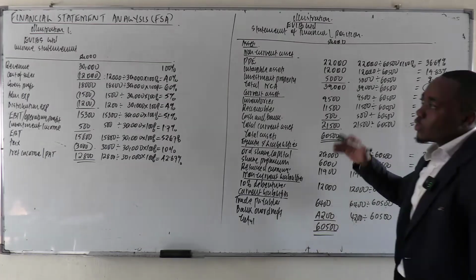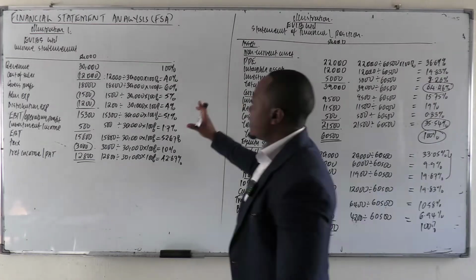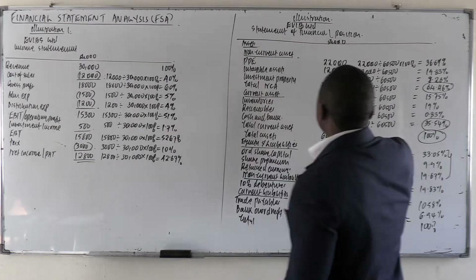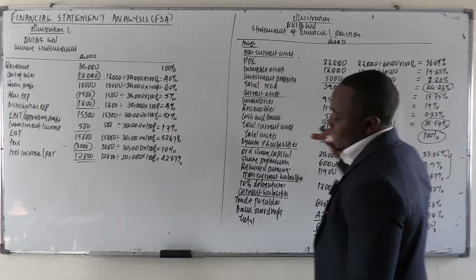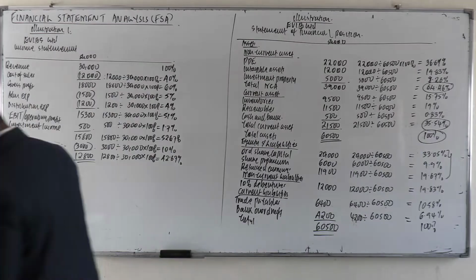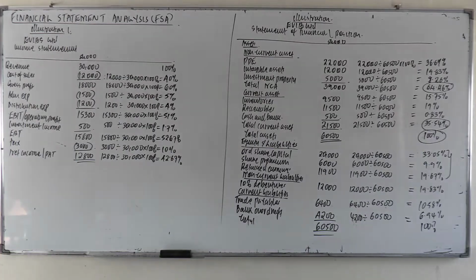So whereby to the income statement, the base value is the revenue, and then to the statement of financial position, the total asset is our base value. Good. And the solution is already provided. Good. And now let's go to page 3. We look at the horizontal common size.